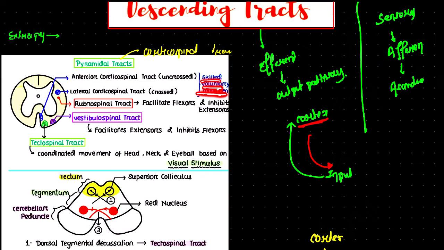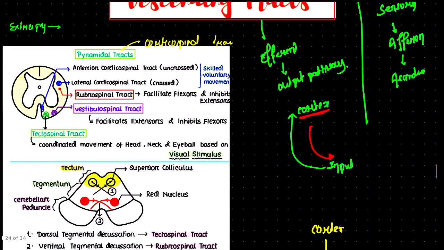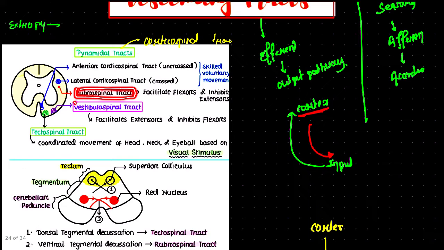Okay, now let's move into our extrapyramidal system. Talking about the extrapyramidal system, we have various tracts. For example, we have the rubrospinal tract, the vestibulospinal tract, and the tectospinal tract. What is important about the rubrospinal tract is that, as the name suggests, rubro means red. It is called the rubrospinal tract because the red nucleus is present in our midbrain.